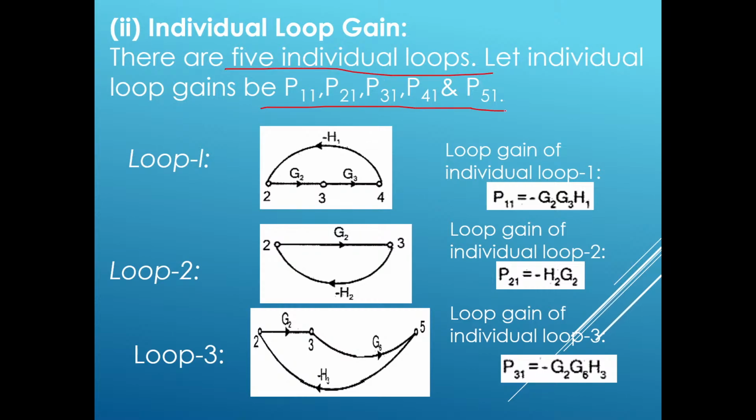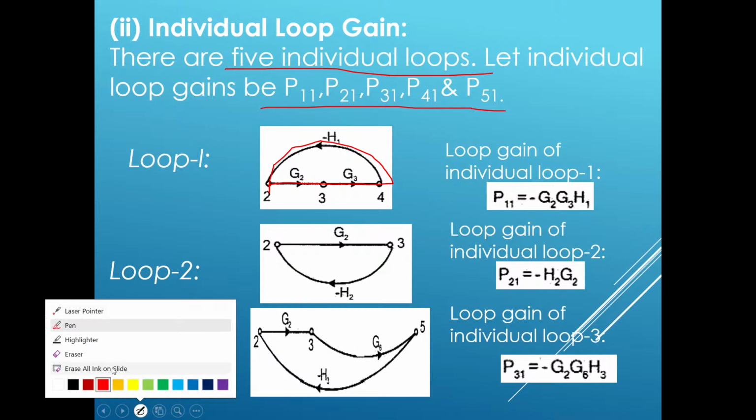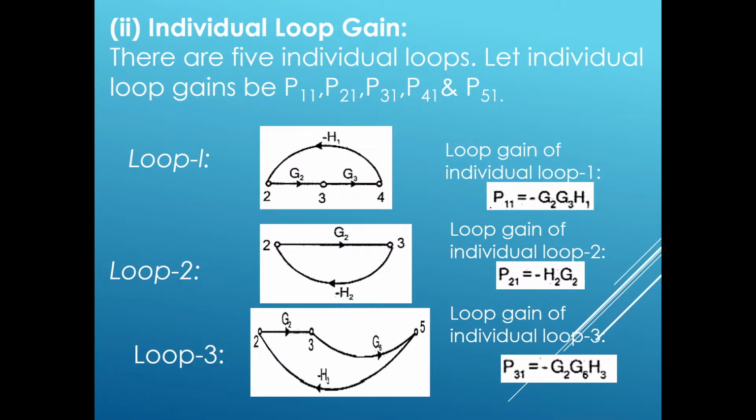Let us give the notations for the loop gain values. Notations are P11, P21, P31, P41 and P51. Let us assume this as loop 1, or whichever loop you want to consider as loop 1, it doesn't matter. P11 is minus G2, G3, H1, and loop 2 gain P21 is minus H2, G2. P31 loop gain value is minus G2, G6, H3.